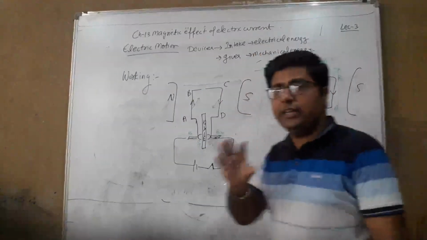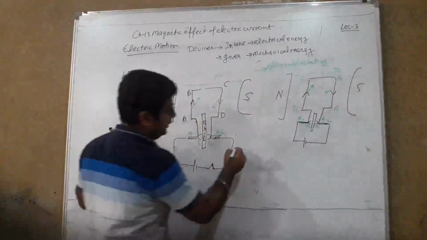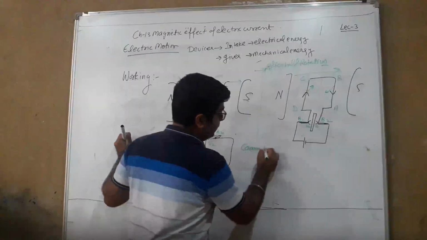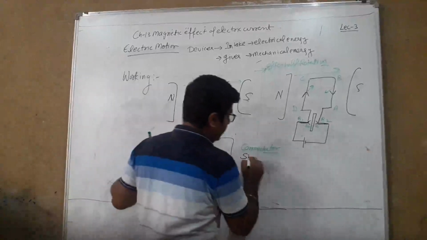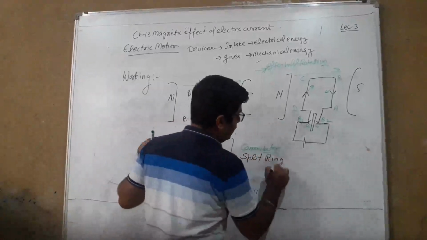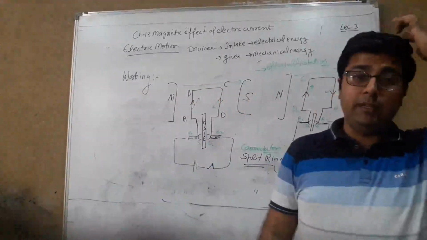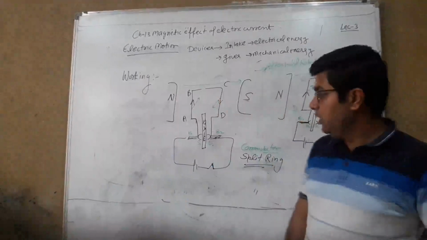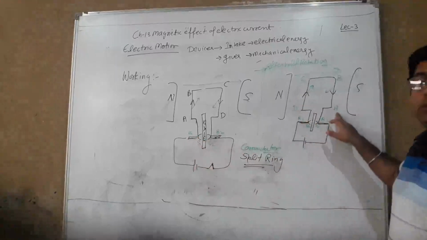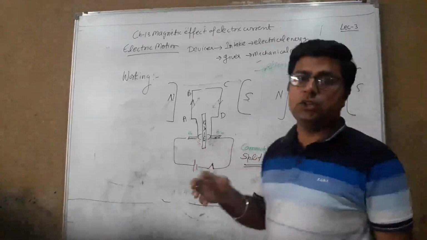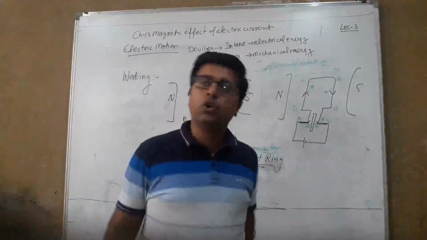And so we get mechanical energy. The key point, the main thing in this arrangement, is the commutator, this split ring. What happens? This split ring will change the polarity. Initially the split ring is connected to B1 and then the split ring is connected to B2. The polarity will change, the direction of current will change, and it will help our motor to rotate.